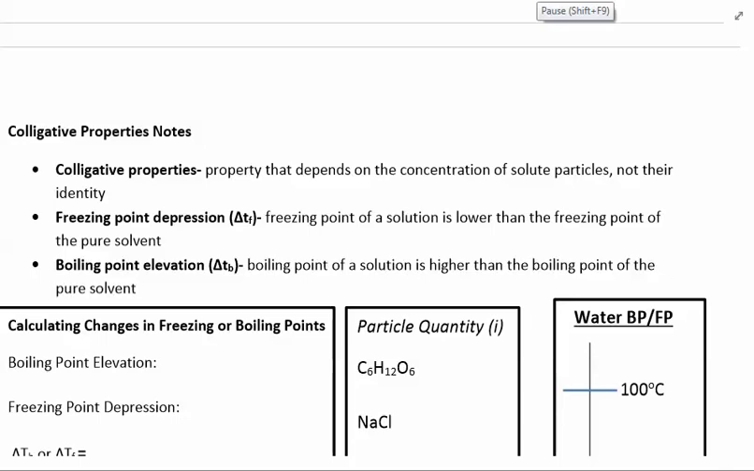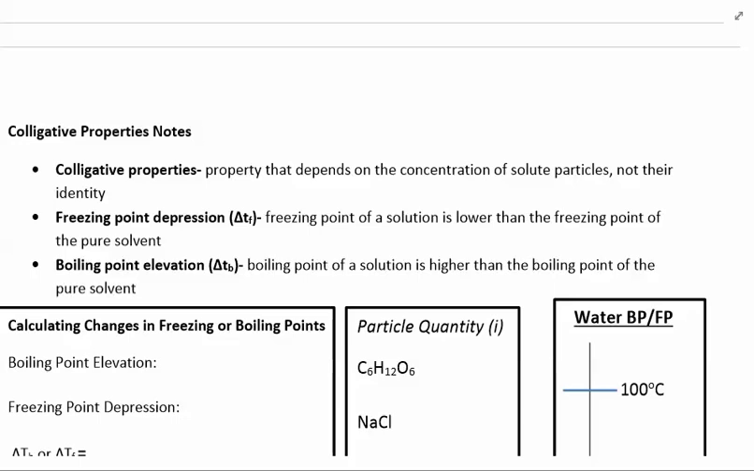So we're dealing with something called colligative properties. A colligative property is a property that depends on the concentration of the solute particles, not necessarily their identity. This gives you some unique properties of water depending upon what you're adding. Depending on the quantity of the particles, you can have freezing point depression or boiling point elevation. What colligative properties do is extend the range of water being a liquid.